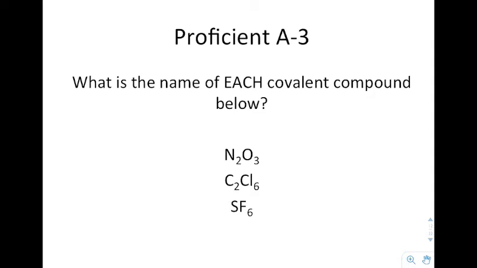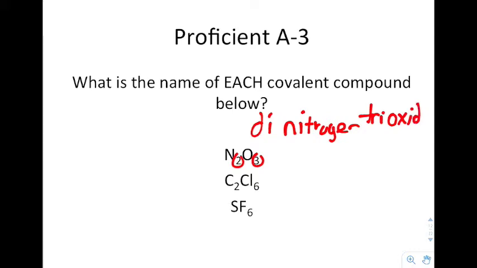So the first thing we do is we name the element. I would say nitrogen, because that's the first one. There's a 2, so I put a di in front of it. So dinitrogen, and then I have to put 3, tri, and then I replace the oxygen with oxide. Next, I look at this, 2, so I would put dicarbon, and then there's 6 chlorines, so I'd write it as hexachloride.